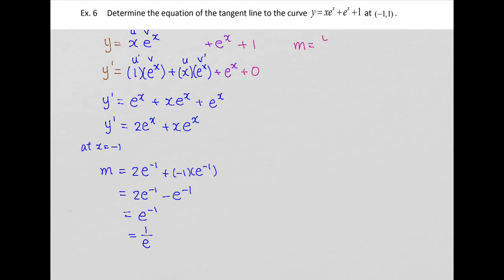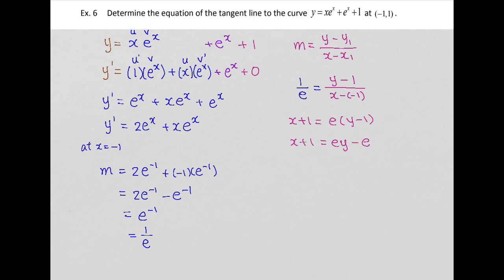Next, let's find the equation. In order to find the equation in standard form, we could just use the slope formula. So m will be 1 over e equals (y minus y1) over (x minus x1), where y1 is 1, x1 will be negative 1. And let's do cross multiplication. You get x plus 1 equals e times (y minus 1). And expand it and move everything to one side. And this is going to be your standard form of the equation of the tangent.